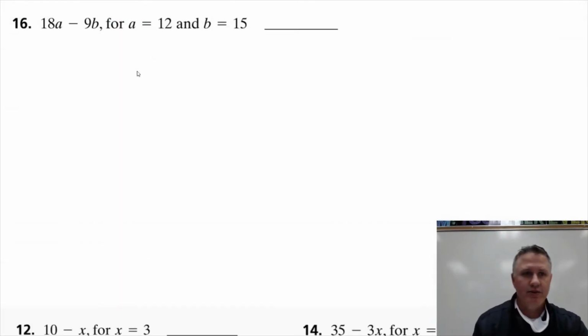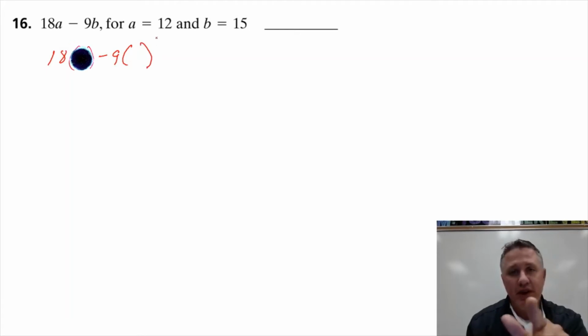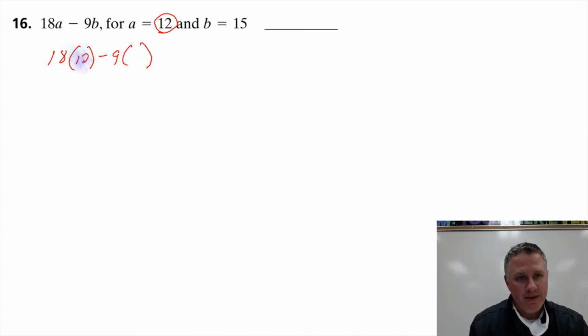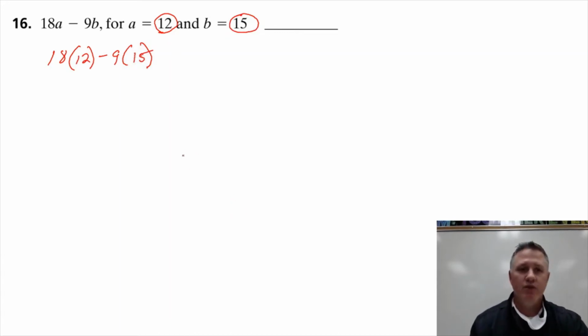All right, next two. 18 present box minus 9 present box. Make sure you put the right present in the right box, right? A is 12 and B is 15, because if you mix them up and put the wrong present in the wrong box, somebody else is going to get the wrong gift, right? And you're going to get the wrong answer.